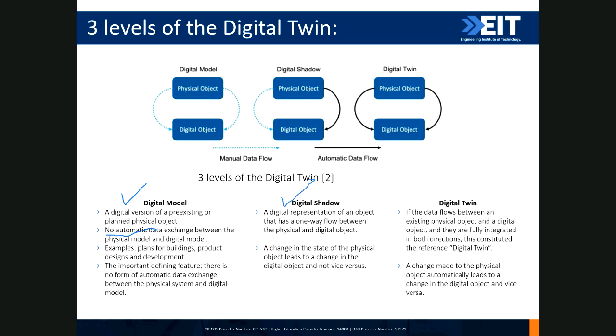So it's the representation of an object that has a one-way flow of data between physical and digital object. Basically, a change in the state of any physical object will lead to a change in the digital object, but the other way around, data transfer is not possible. If you make any changes to the digital object, it wouldn't affect the physical object. And then we have digital twin, that is the third level. So in this case, as we have already seen, the data flows effortlessly between physical object and digital object in both ways. So from digital object to physical object and physical object to digital object.